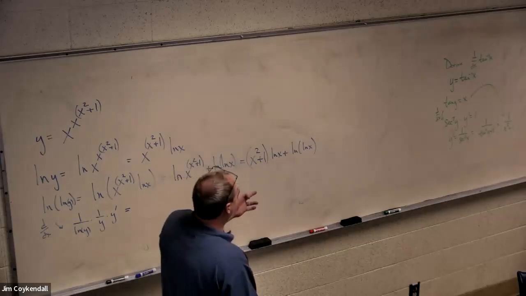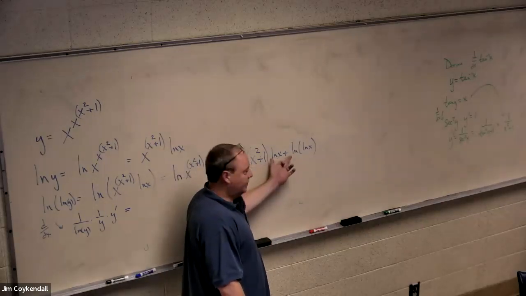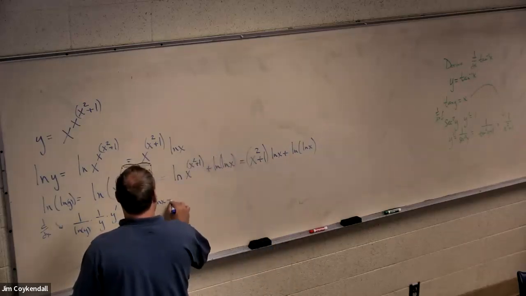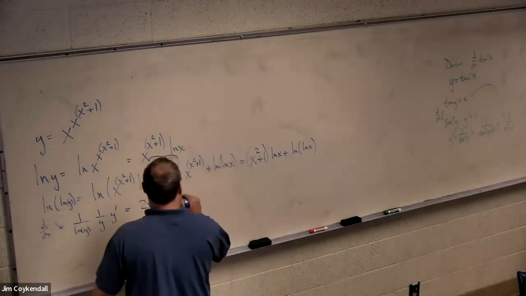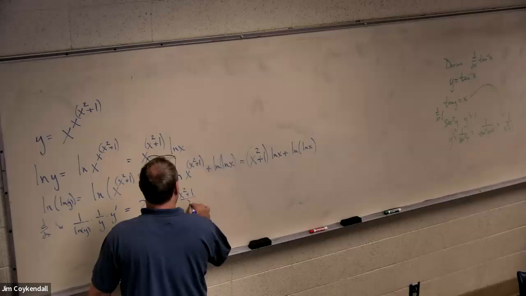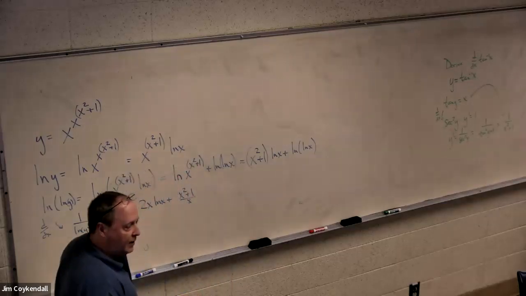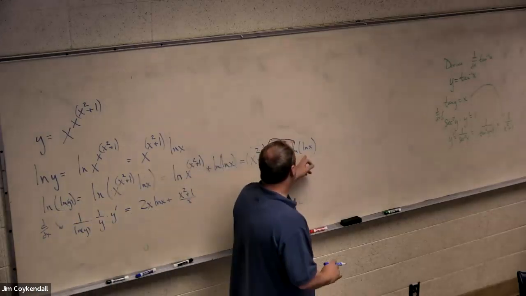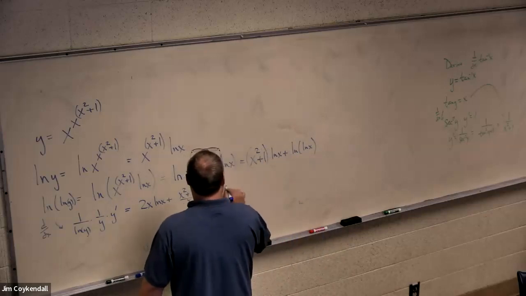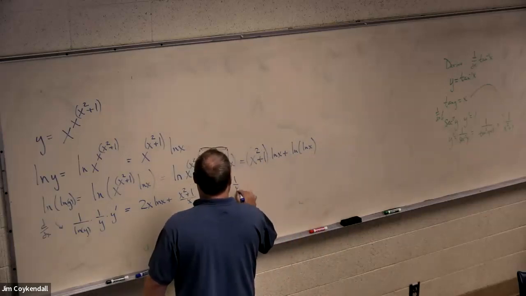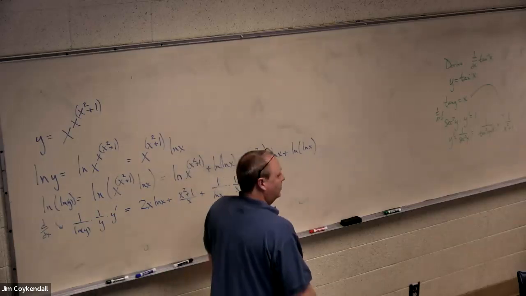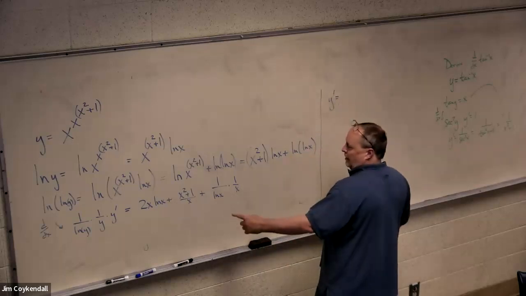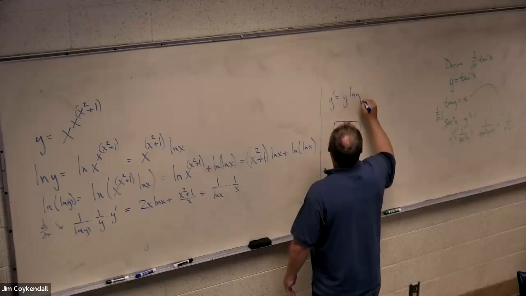So let's go through this. First thing I come to is the product here. The derivative of x squared plus 1 is 2x. And then I get x squared plus 1 times 1 over x, so I'll write it back. And then I've got this other chunk right here, 1 over log x. And so solving this problem, y prime is equal to y log y.